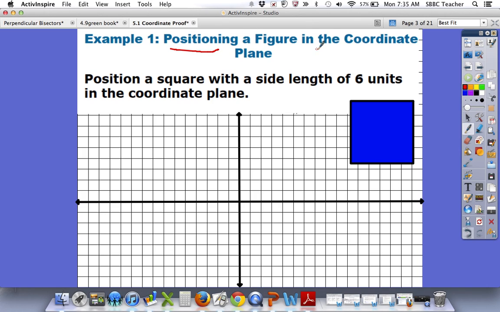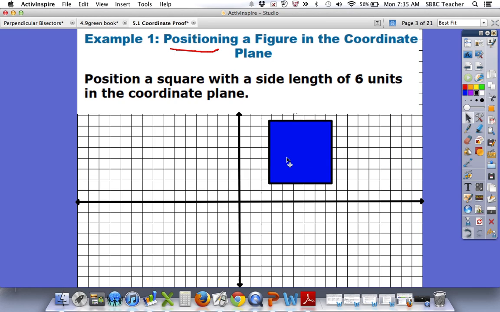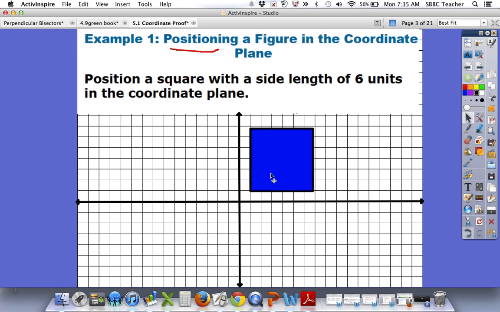Example 1, positioning a figure in the coordinate plane. Position a square with side length 6 units in the coordinate plane. When you position a figure, you want to make it obvious that the side lengths are 6. So if I put this corner at the origin, then it'll be easy to see by reading the axes that the side lengths are 6.